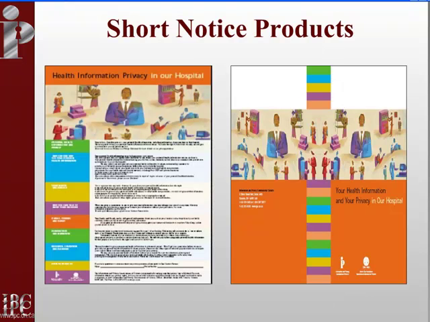The IPC has also developed a number of products to help health information custodians fulfill their notice requirements. We call these our short notice products. We have these available for hospitals, for small offices, and for long-term care facilities. Basically, within each domain, there are 2 products. There's a written brochure with more detailed information, and then there's a notice that can be posted, like a poster, within the office or within the facility. It has the basic essential information. For more detailed information, it refers you to the brochure.